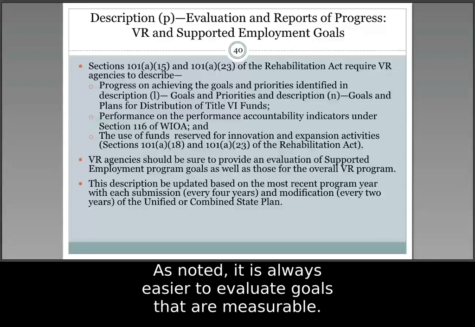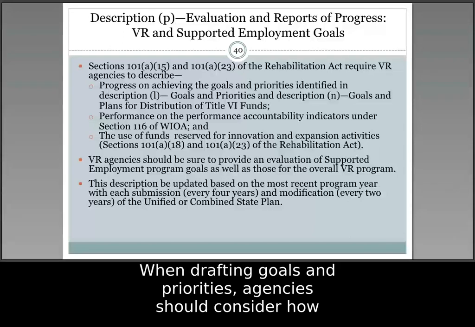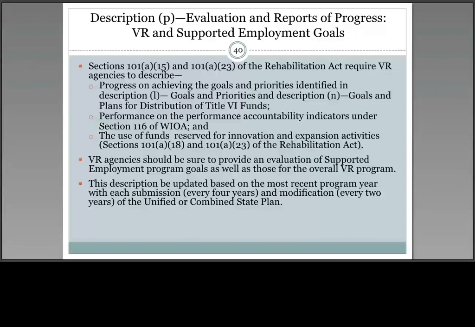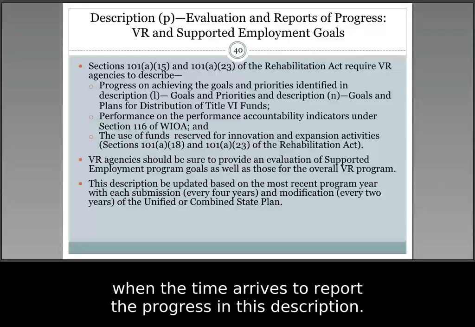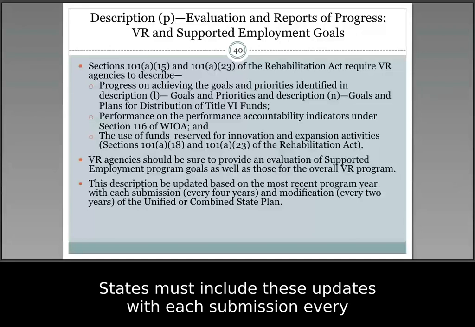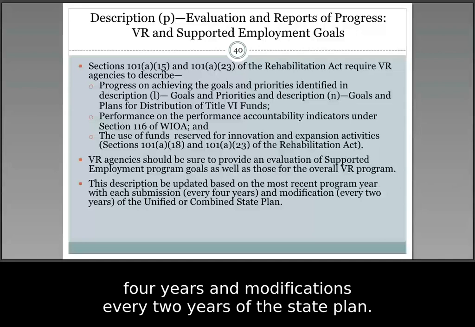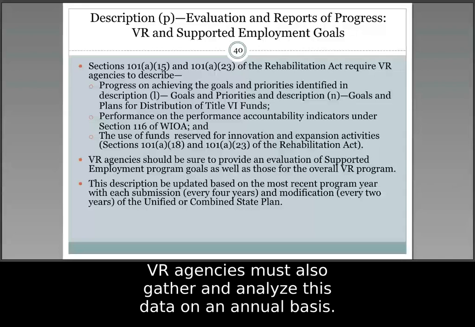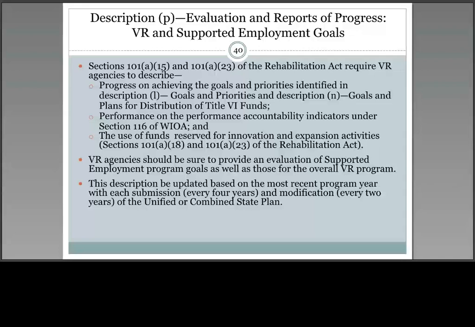As noted, it is always easier to evaluate goals that are measurable. When crafting goals and priorities, agencies should consider how they will be able to determine whether the goals have been achieved when the time arrives to report the progress in this description. States must include these updates with each submission, which is every 4 years, and modification every 2 years of the state plan. VR agencies must also gather and analyze this data on an annual basis.